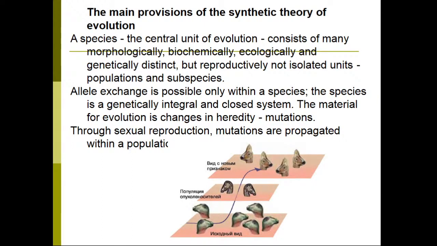The main provisions of the synthetic theory of evolution. A species, the central unit of evolution, consists of many morphologically, biochemically, ecologically, and genetically distinct, but reproductively not isolated units, populations and subspecies. Allele change is possible only within a species. The species is a genetically integral and closed system. The material for evolution is heredity and mutations. Through sexual reproduction, mutations are propagated within a population.